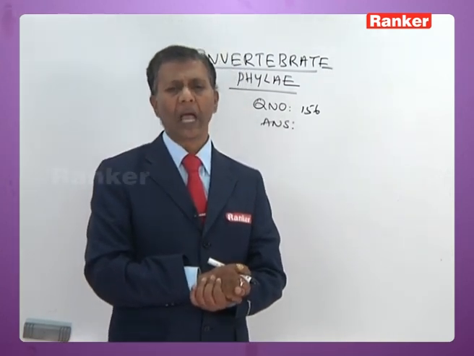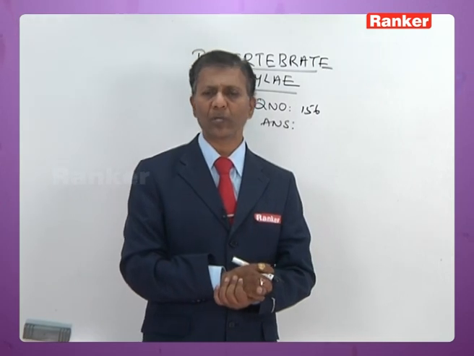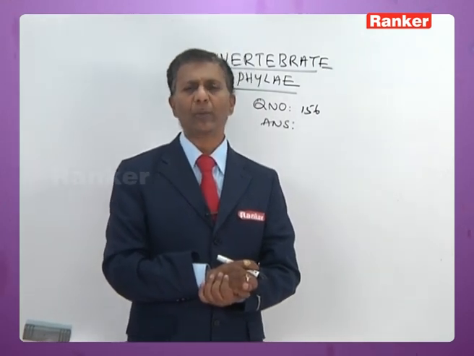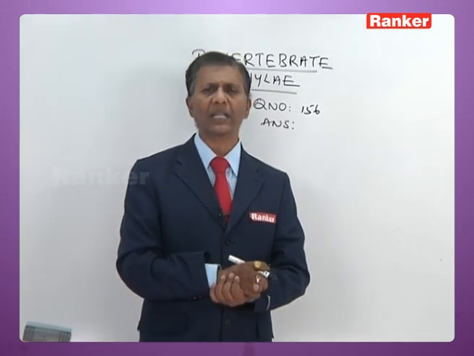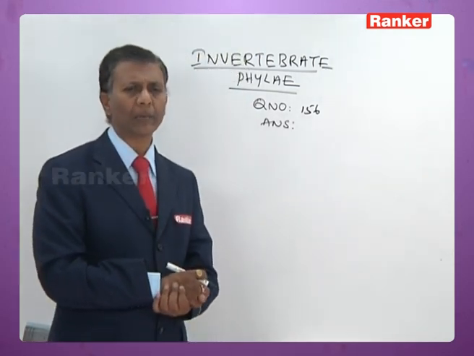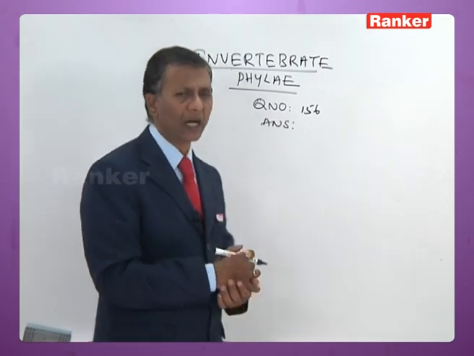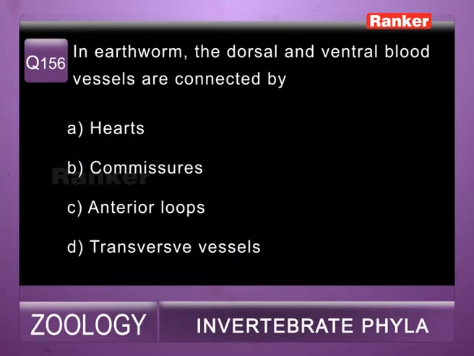ventral blood vessel. Anterior loops connect lateral esophageal to supraesophageal, and commissures are the blood vessels that arise from subneural. So among these options, the correct option is A, hearts. So 156th question, correct answer is A.